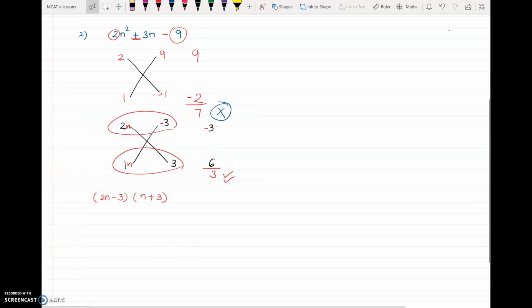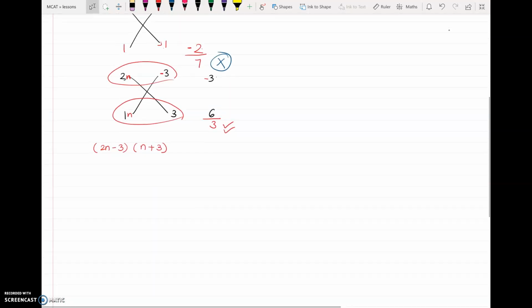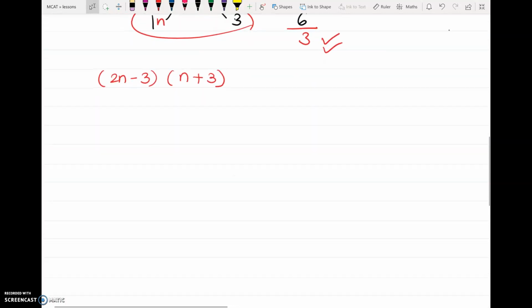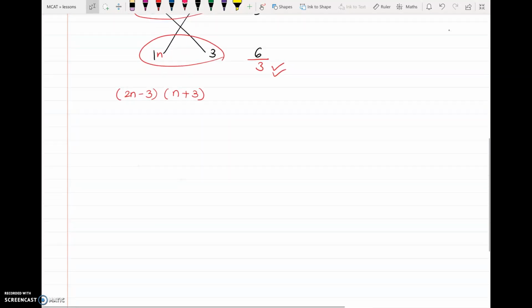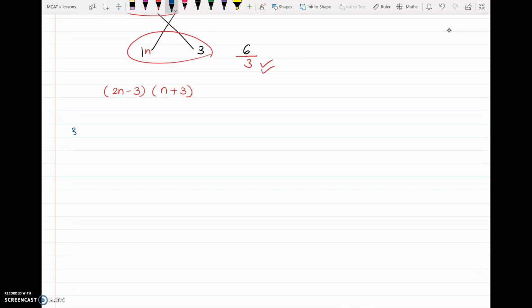Let's look at another example. The more you practice, the better your understanding of the trial and error method will get. So the third example that we are going to take is 3n squared minus 8n plus 4.